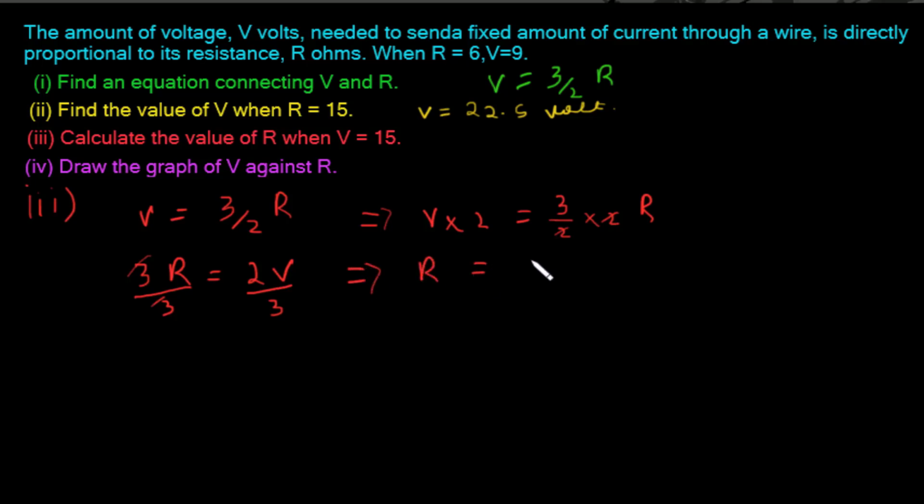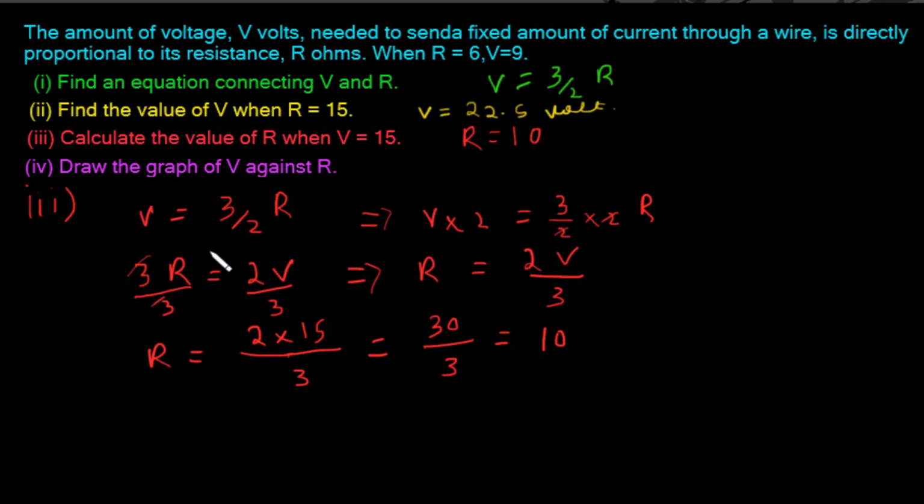So this 3 will be cancelled and I will be only left with R. Now as R has been isolated, it's super easy to substitute V is equal to 15 into this equation. That will give me 2 times 15 for V divided by 3. So 2 times 15 will give me 30 divided by 3, which will give me 10. So when V is equal to 15, R will be equal to 10.